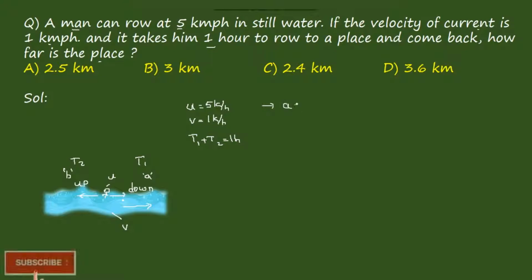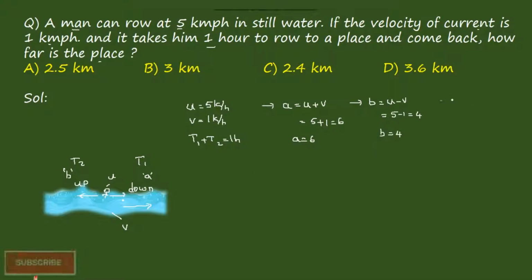A is equal to U plus V. U is the speed of the man and V is the speed of the stream. If you add it, 5 plus 1 is equal to 6, so we got an A value of 6. Again, B is equal to U minus V, so we get 5 minus 1, which is equal to 4. Then we got a B value of 4.